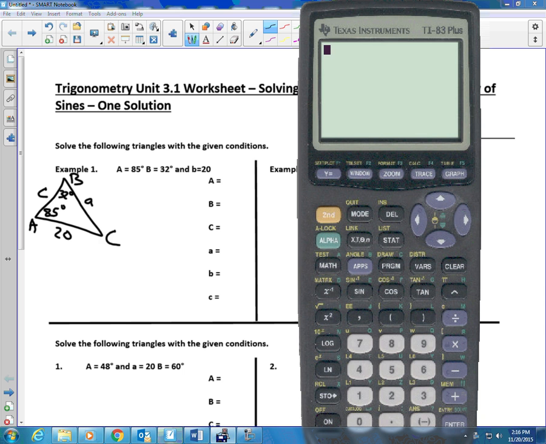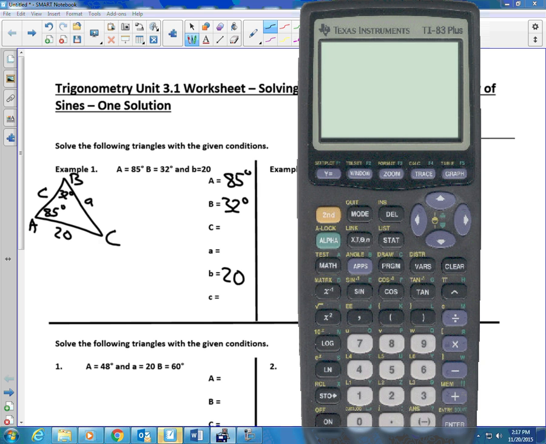We're going to practice what we did yesterday. I draw a triangle. I have A being 85 degrees, B is 32 degrees, and I have side B is 20. So the first question is, do I have an angle and its opposite side? Yes. What is the angle on its opposite side? B. Yep. So I can use the law of sines.